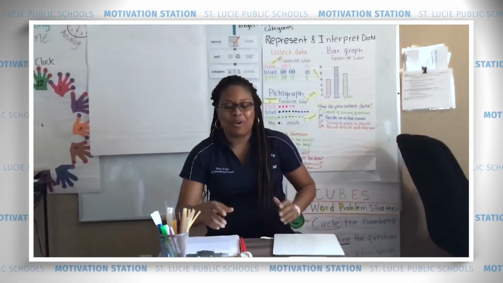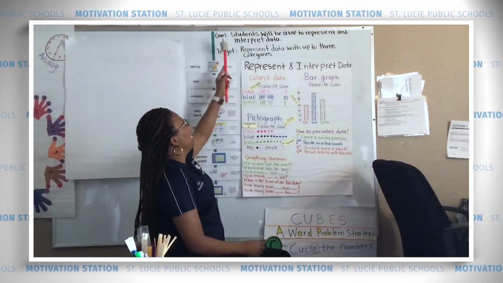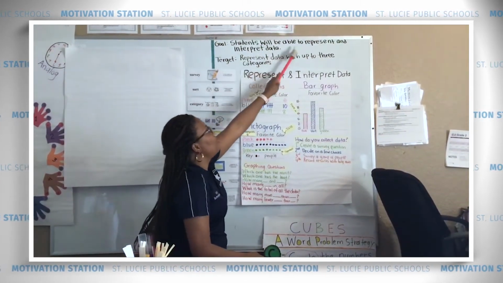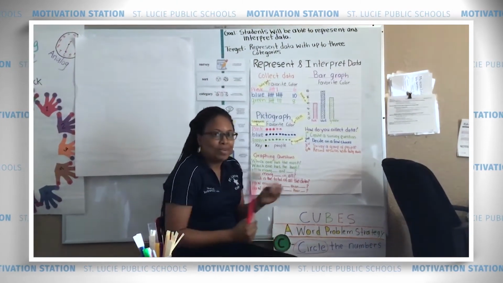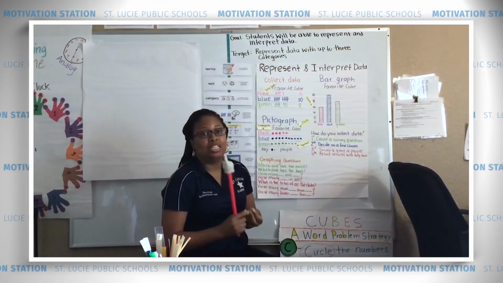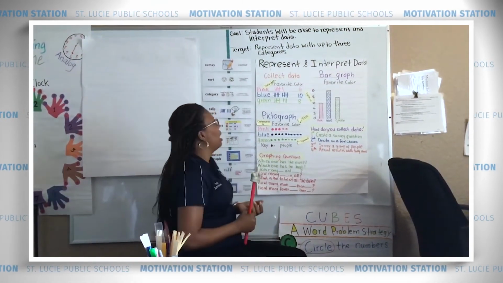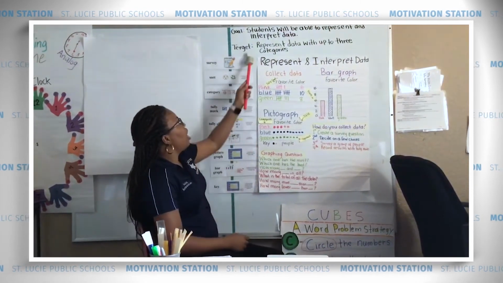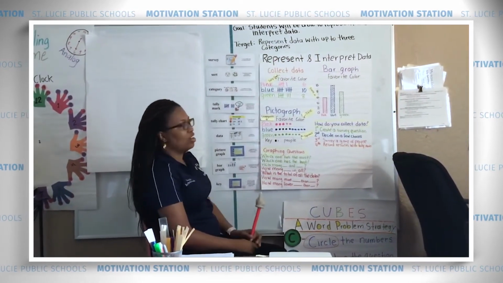So I am going to share with you our new learning goal. And it is students will be able to represent and interpret data. Boys and girls, when you represent something, you're showing it. And when you're interpreting it, you're looking to see what it means. Okay, boys and girls? So our target today is to represent data with up to 3 categories.